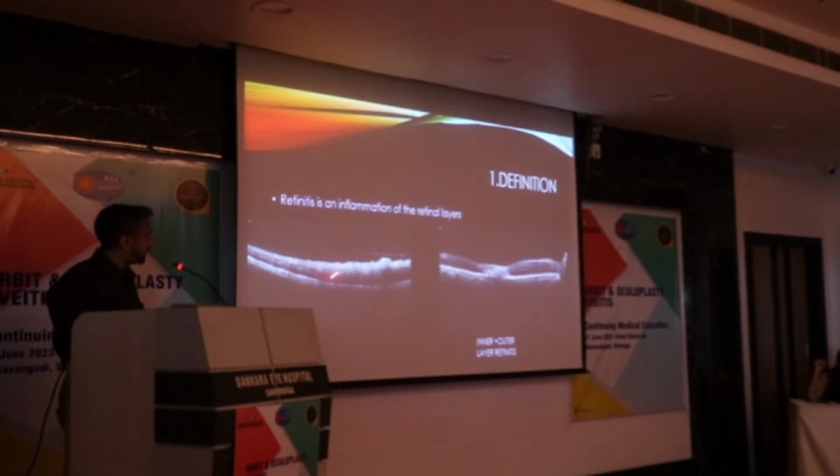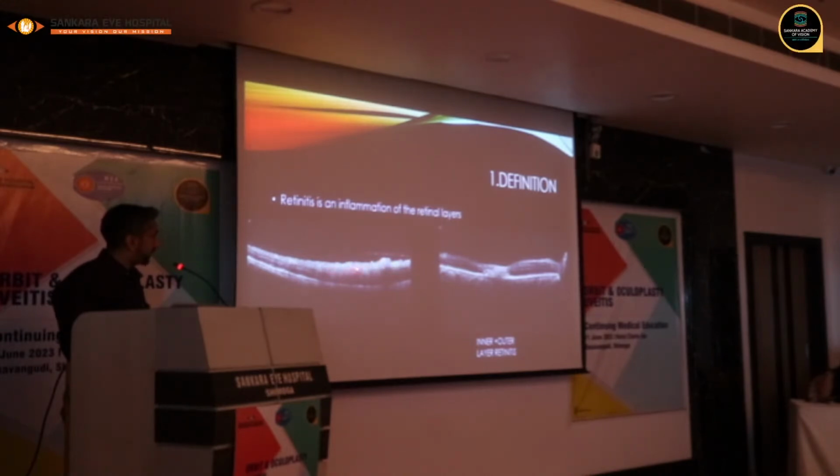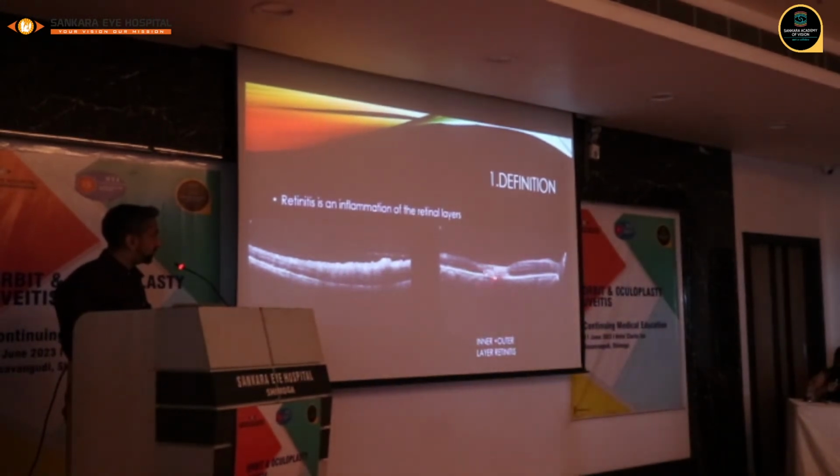Yeah, so you can see that there is a loss of the architecture of the retinal layers here. There is a hyperreflectivity or a whitening of the retinal layers on the OCT. So this helps to pick up a retinitis. Here it is involving only the inner retinal layers, whereas here it is involving both the inner as well as the outer retinal layers.